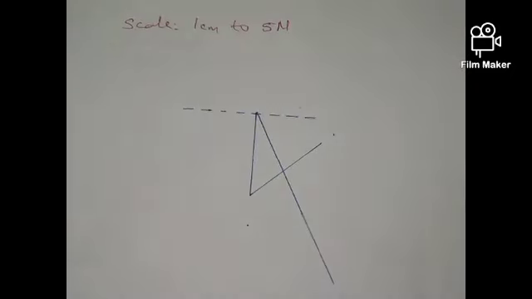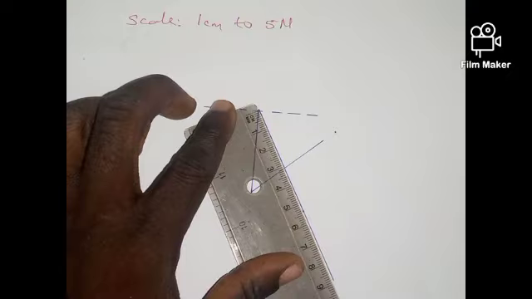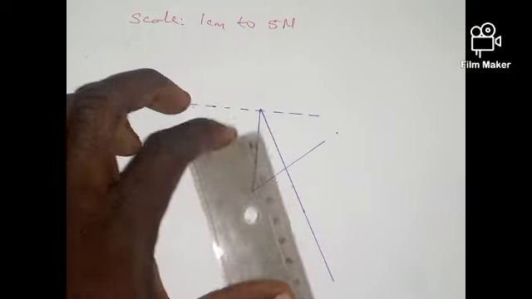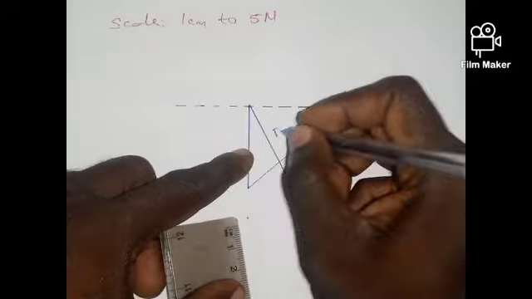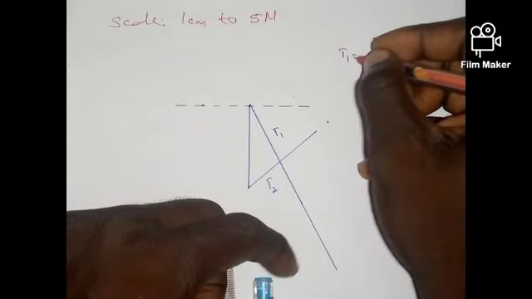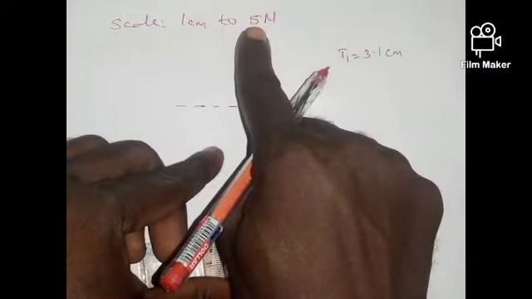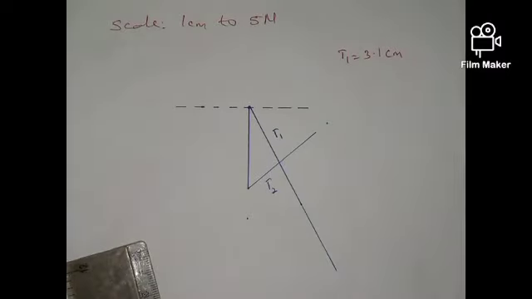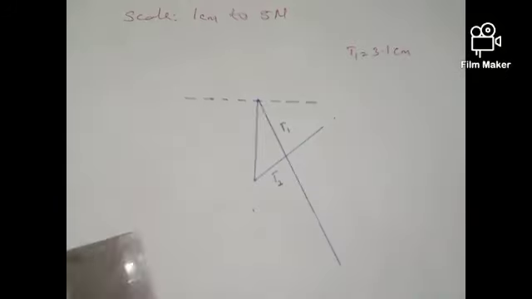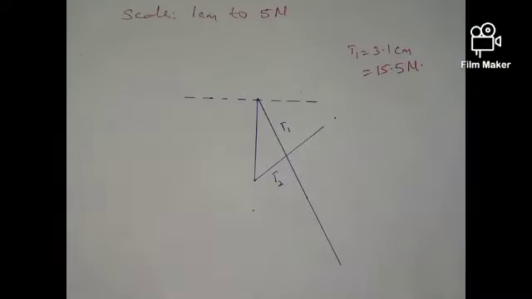So what you need to do is to measure the length of this. The length of this is 3.1 cm. So this is my T1 and this is my T2. So the length of T1 is 3.1 cm. Remember, our conversion scale is 1 cm to 5 Newton. So I've just multiplied that by 5. 3.1 times 5 gives me 15.5. So T1 is actually going to be equal to 15.5 Newton, which is close to what we had there.